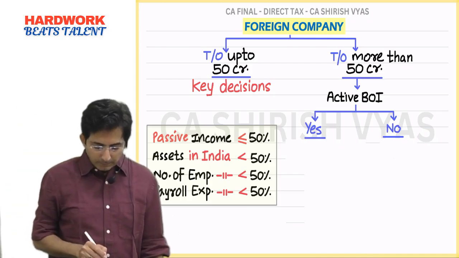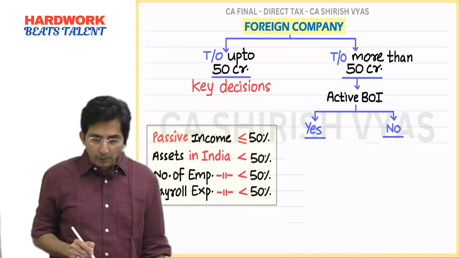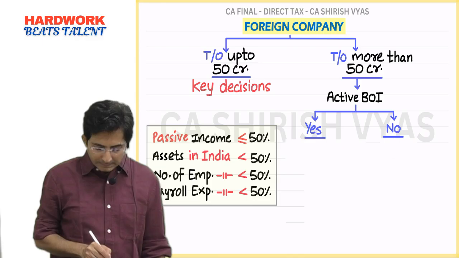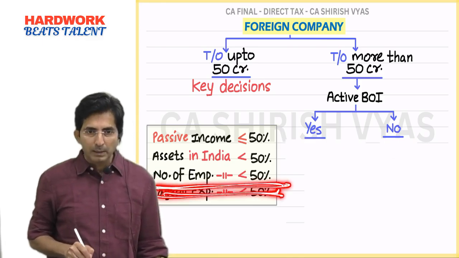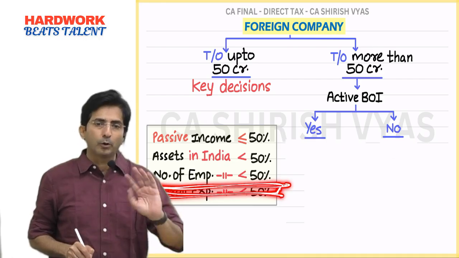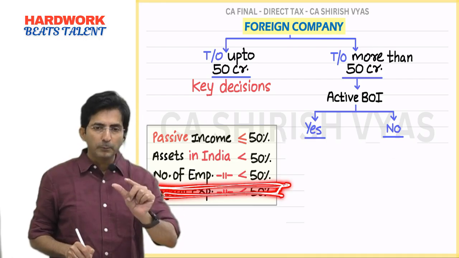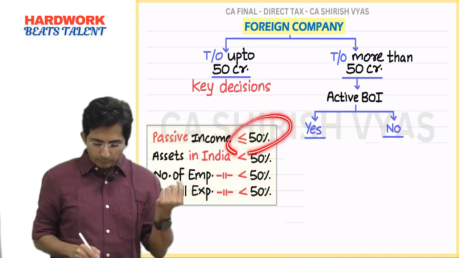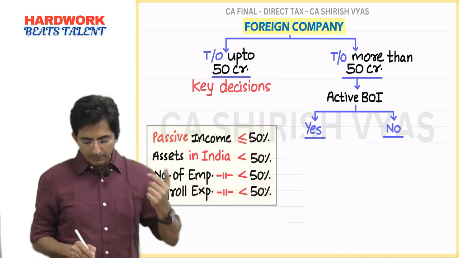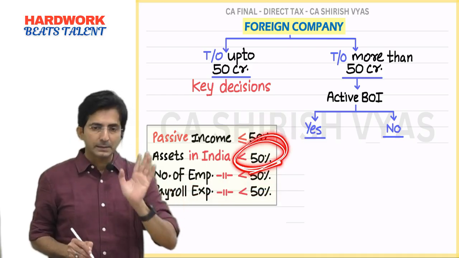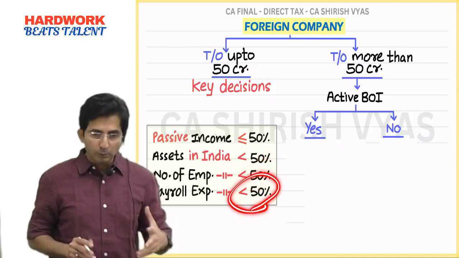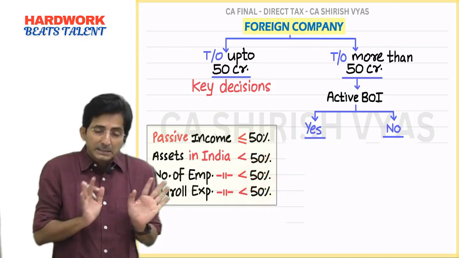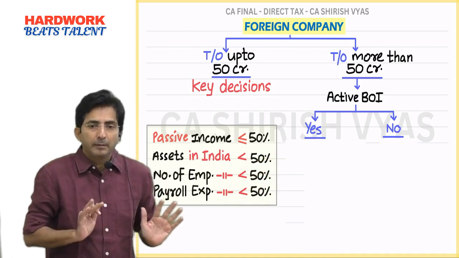One explanation is remaining. Tell me, this 50% of what? Can you tell me exactly what is the meaning of this? Number of employees in India should be less than 50% of total employees. See, everywhere 50% of total. This is 50% of total income. This is 50% of total assets. This is 50% of total number of employees. This is 50% of total payroll expense. Less than 50% should be in India. More should be outside.